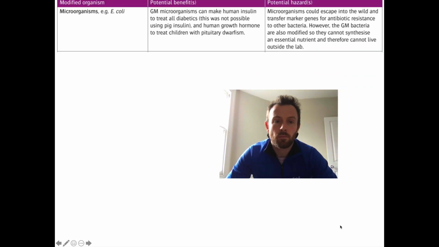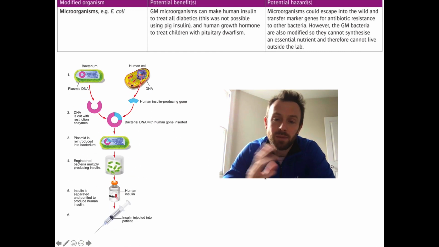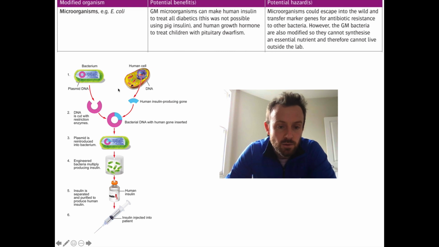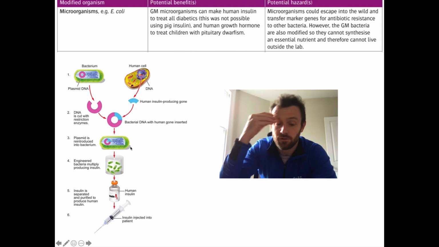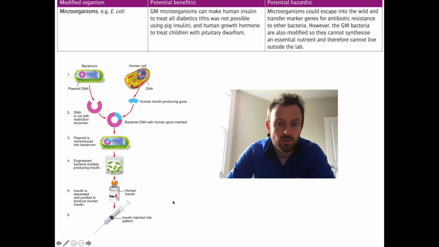Okay, so the first example in the book, microorganisms. So we can use microorganisms and we can modify them to make all sorts of things. One of the things is insulin. So bacteria, E. coli, have been genetically modified. We've taken the human insulin gene, this would be cDNA. I think this is done using the reverse transcriptase method, put into a plasmid, cutting it with the restriction enzymes. Plasmid goes into the bacterium. We use those antibiotic resistance markers to identify which bacteria has taken up the plasmid, and then we can grow the bacteria in a tank and produce the insulin.